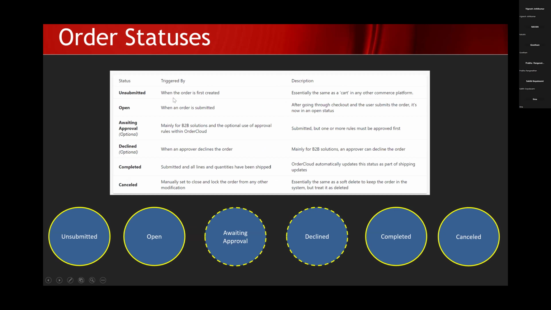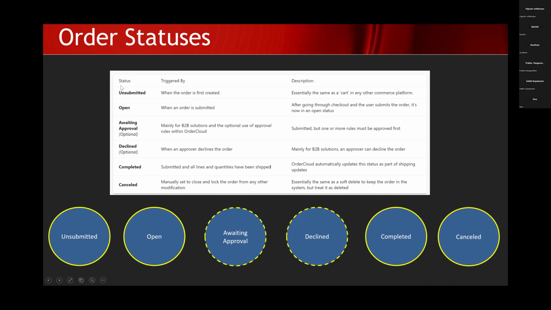So there are different types of order status again: open, unsubmitted, open, awaiting approval, declined, completed, and cancelled. Unsubmitted is when you have saved the order, but you have not actually submitted it. Once you submit, it becomes a state of open. Then awaiting approval and declined are all optional. Completed is when it has been shipped. Cancelled is when for some reason the order is not fulfilled. So you can just go through these definitions for each of the states.